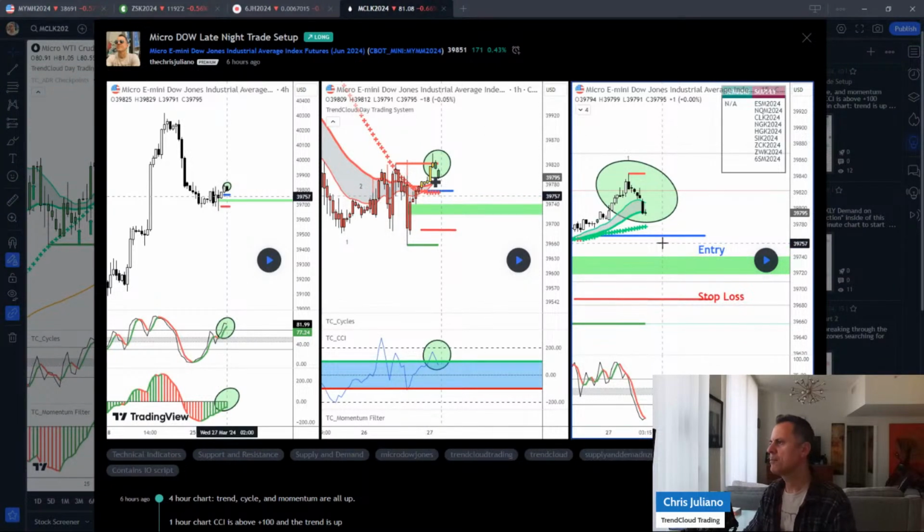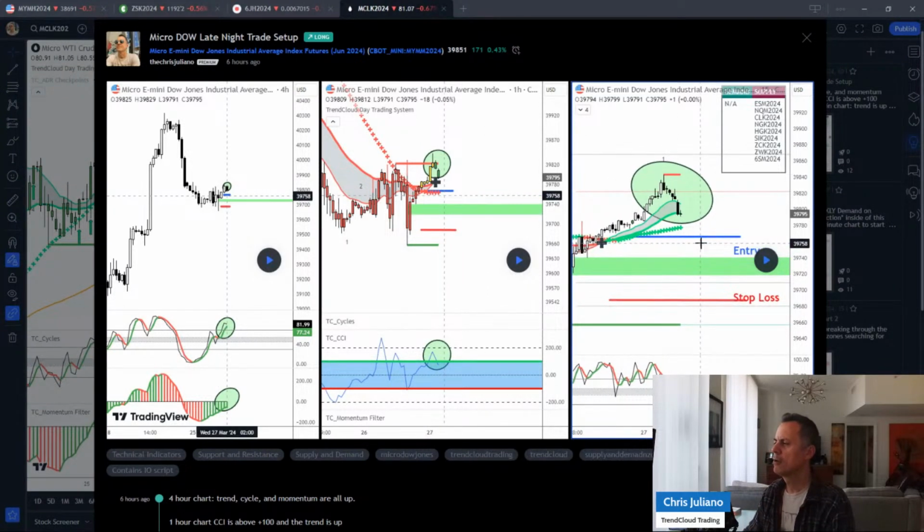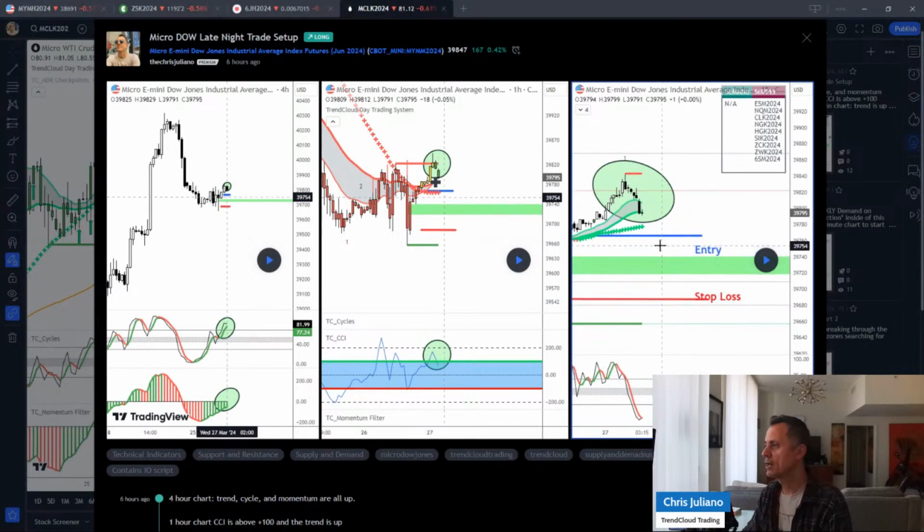What's the next step? Go look for your demand zone. Well, the demand zone is here on that 15-minute chart. And what I did was I tried to take the entry right at the 50 simple on that 1-hour chart for support. And look what happened. Let's push fast forward.